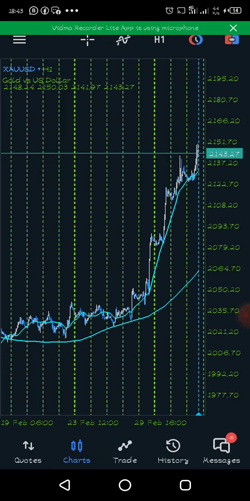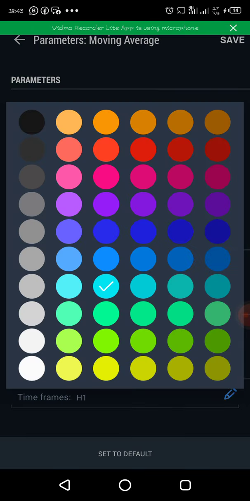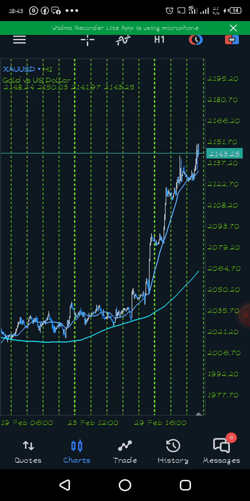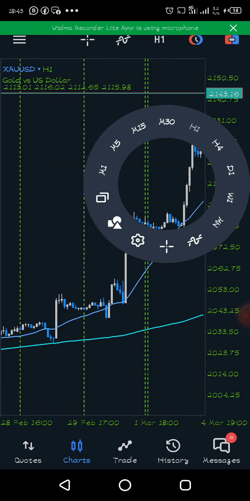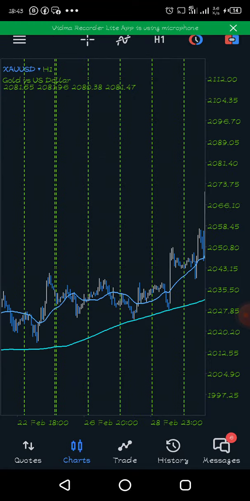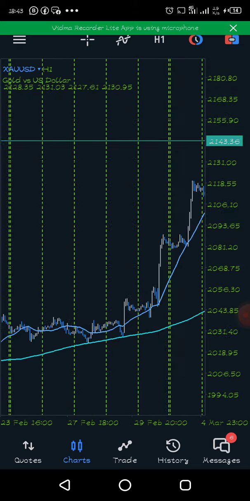Sorry, I want to change the color. So it's going to be a little bit the same, but somehow different. As you can see now, we have almost the same color, but slightly different. So now this is it. I'm having these two moving averages.